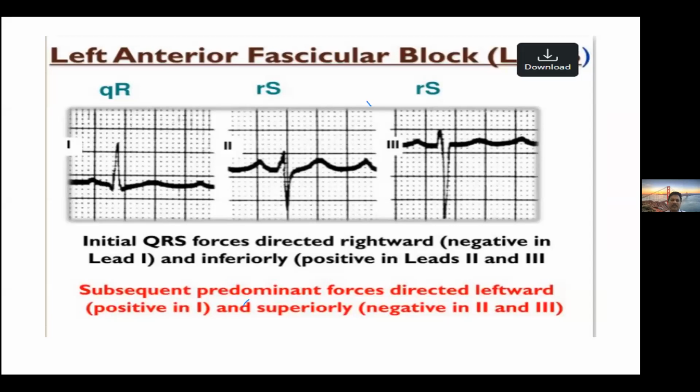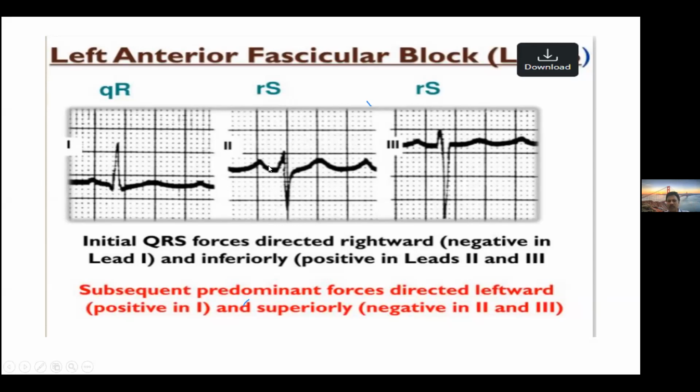In left anterior fascicular block, initial QRS forces are directed rightward. So negative in lead 1, because the anterior fascicle is blocked. So it goes to the right and posterior. So initial QRS forces are directed rightward, negative in lead 1, and inferiorly, so initial positive in leads 2 and 3. Subsequently, all the forces are directed leftward. That is the reason why left axis is there, and superiorly, so that you are having an RS pattern.